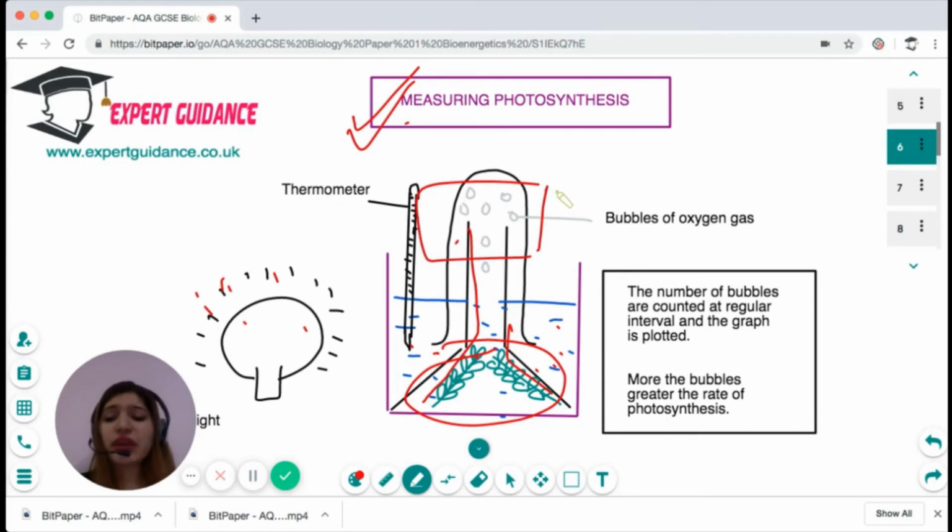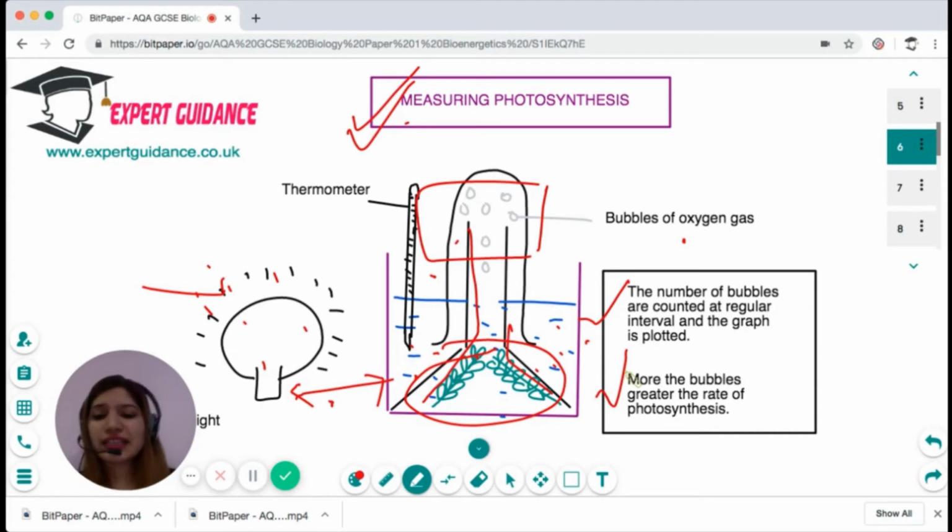So you can test various factors affecting photosynthesis by this experiment. If you want to check the light intensity, you can bring the light source near this and count the bubbles. Otherwise, you can take the light source a little far away and then again count the bubbles. The greater the number of bubbles, the greater the rate of photosynthesis, and that can give you an indication about the rate of photosynthesis. So you can test various factors like temperature, water concentration, the intensity of the light, and you can plot the graph and see how the rate of photosynthesis is affected.